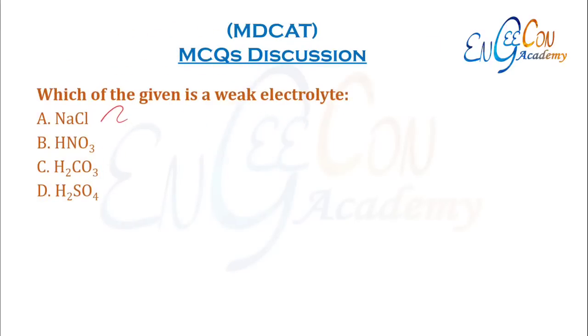Which of the given is weak electrolyte? NaCl, HNO3 and H2SO4, all of them are strong electrolytes. Carbonic acid is a weak acid, so it is a weak electrolyte.